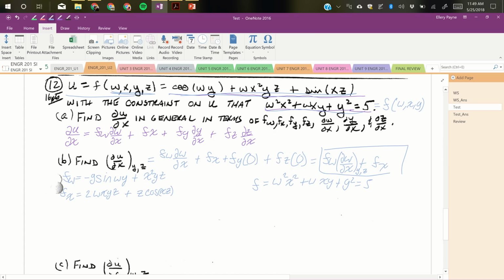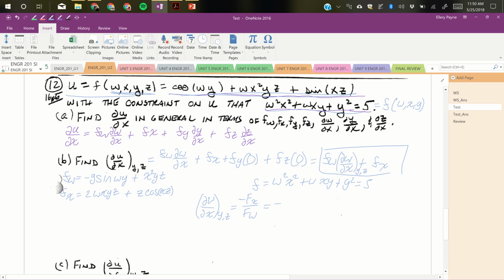Now, to solve for the partial of w with respect to x using the implicit function theorem, I would say the partial of w with respect to x, holding y and z constant, equals negative f_x over f_w. And remember, this is not the same as what I just solved here. These two things are not the same. You have to solve for this with respect to the constraint.